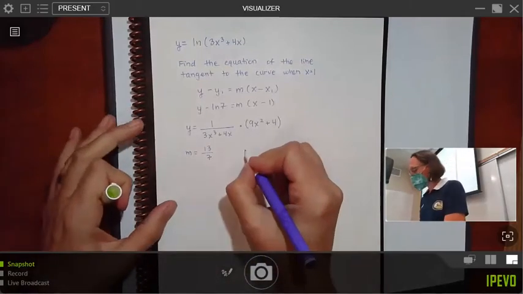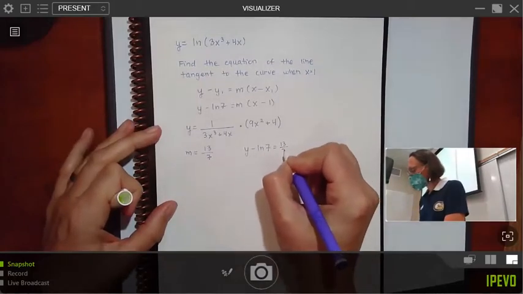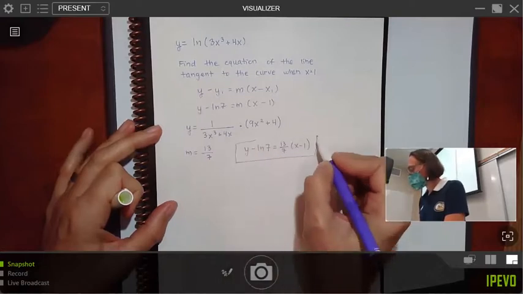And my final answer would look like y minus natural log of 7 is equal to 13/7 times x minus 1. And I would quit there.